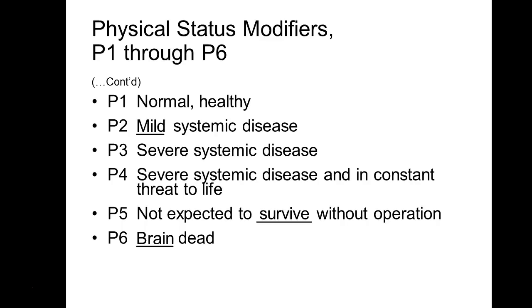Now, a P5 is going to be more of our emergency and trauma situations, where if we don't get that person into surgery, they will not survive. That's where you'll see in your book the term moribund. Moribund is a nice way to say that the patient is dying if we do not perform this procedure.